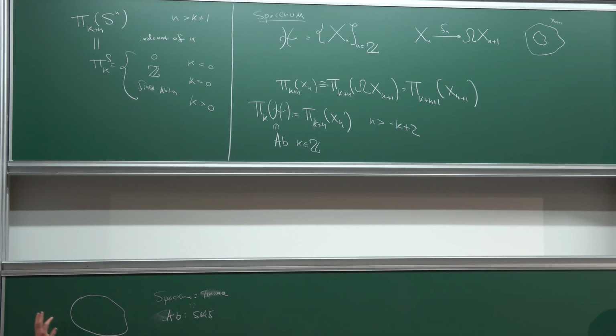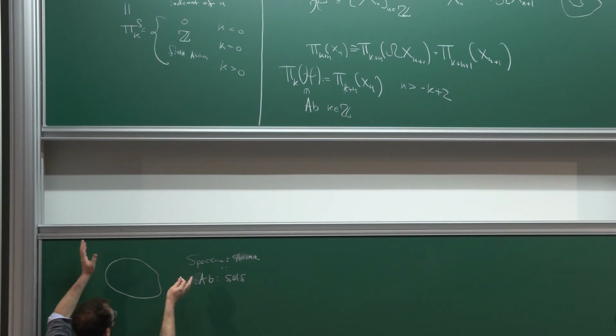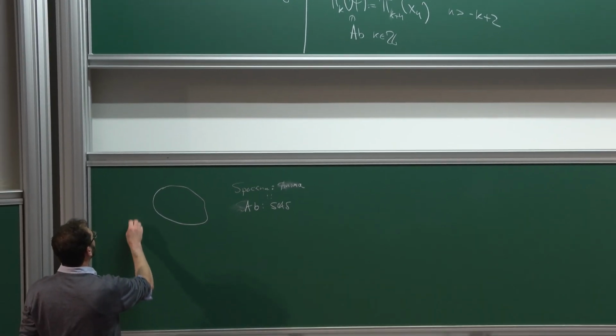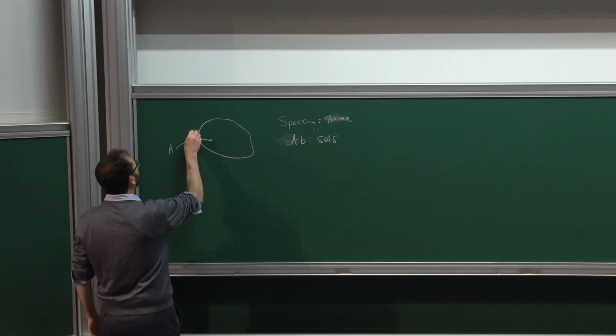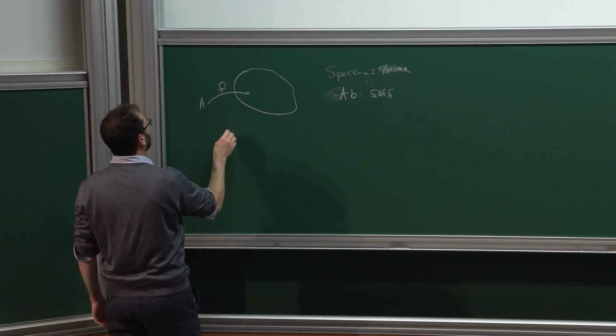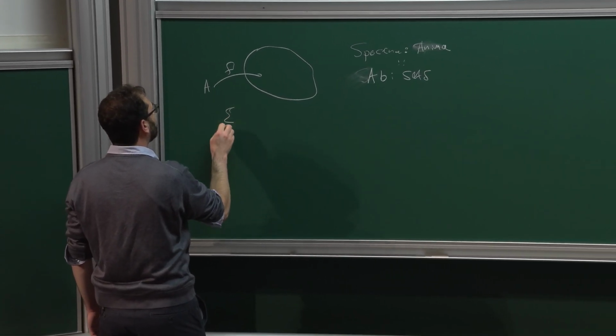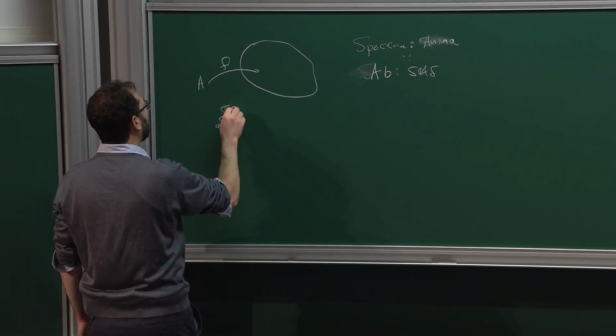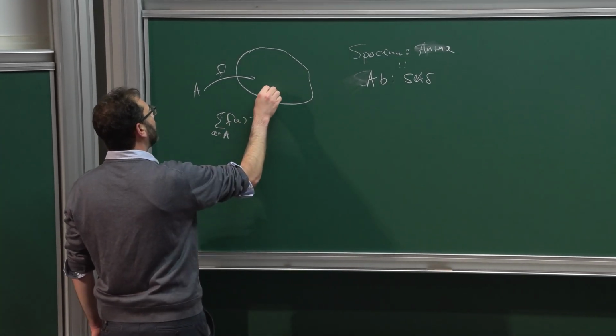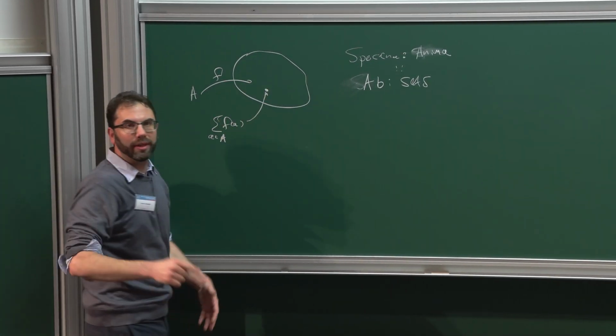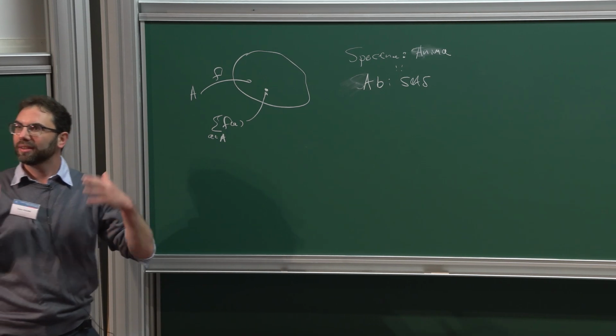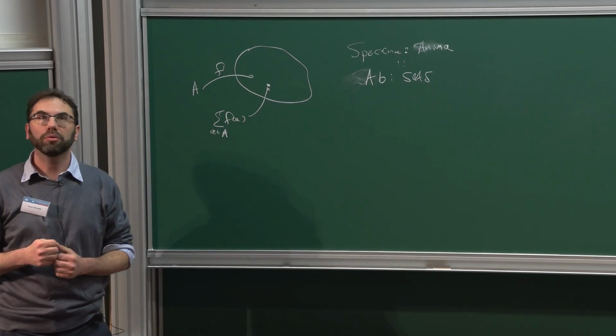So for me, a spectrum is some kind of a wobbly space, such that I know that every time I have a map from a finite set, I can make sense of the sum. And that is coherent, behaving the way you would expect addition to behave.